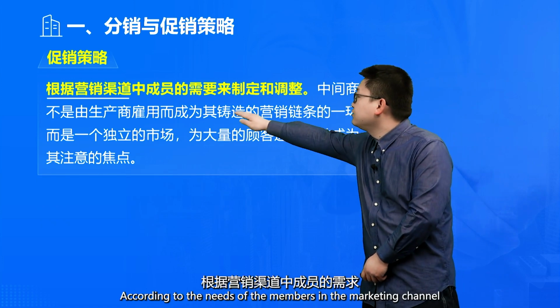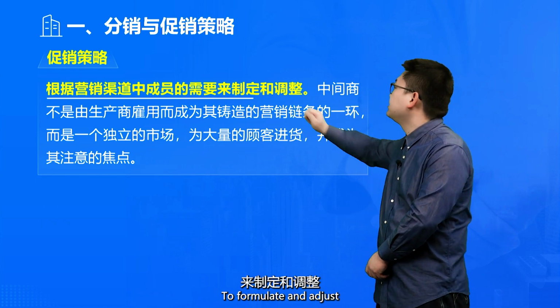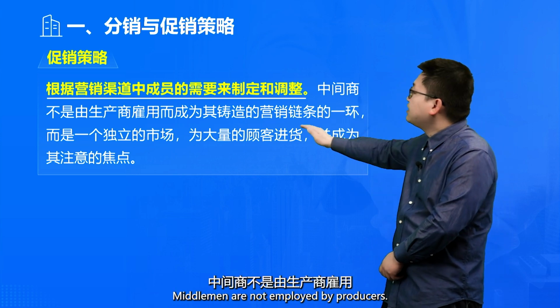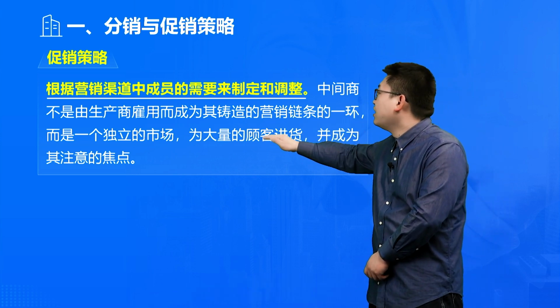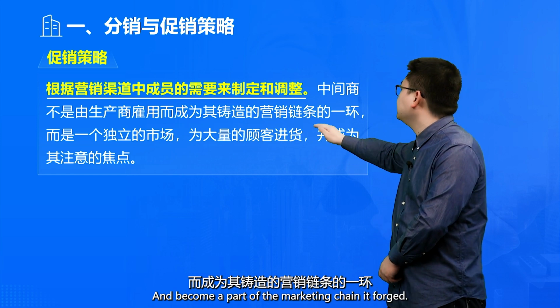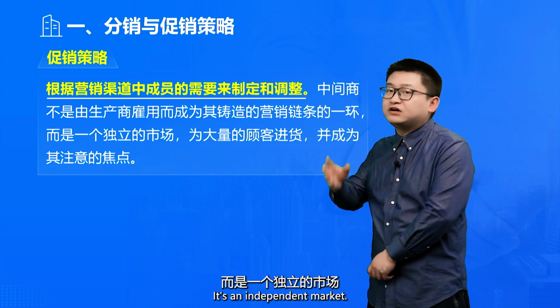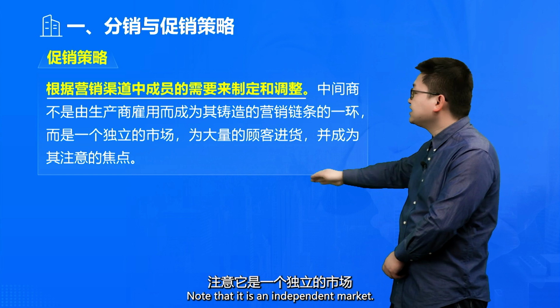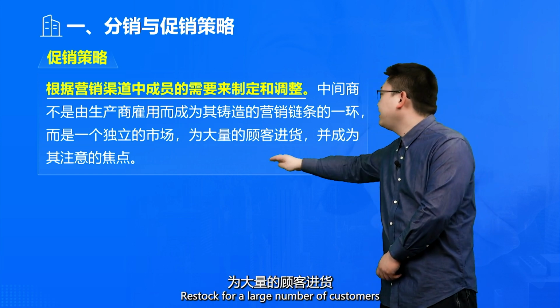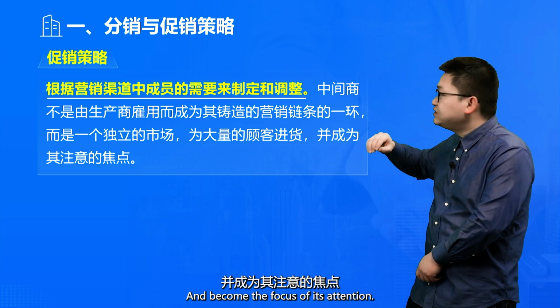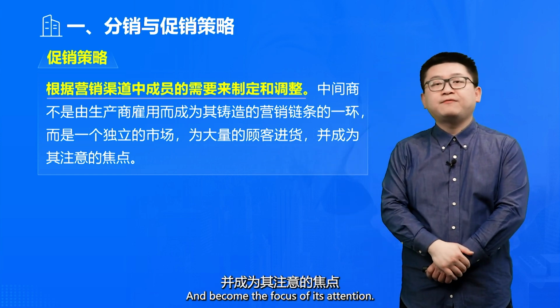It should be formulated and adjusted according to the needs of the members in the marketing channel. Middlemen are not employed by producers and become a part of the marketing chain. Note that it is an independent market, restocking for a large number of customers, and become the focus of its attention.